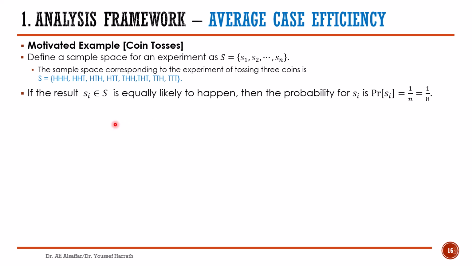In the experiment, we will assume that all coins are not biased. I mean, when they are thrown multiple times, they are fair so that they do not favor one side over the other. Therefore, each outcome Si in the sample space is equally likely to happen. And since we have 8 outcomes, then the probability for each outcome Si to happen is equal to 1 over 8. And this is denoted by Pr of Si.